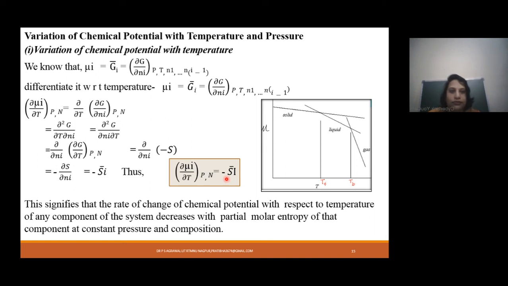Now about the graph. This graph shows the change in chemical potential for a system that is being warmed up from the solid state through the liquid state and finally into the gas state. Note that the slope is steeper for gas than for liquid, and steeper for liquid than for solid. This comes from the fact that the molar entropy is highest for the gas and lowest for the solid.